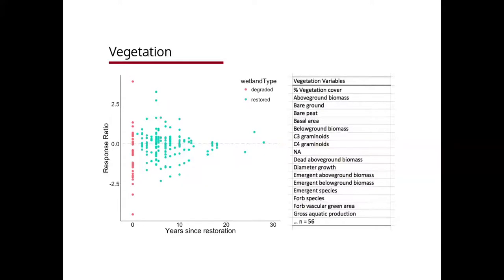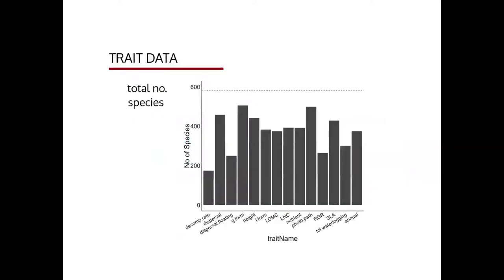Similarly, these are the vegetation data, which was not by species. So these are the overall groups, like number of graminoids, number of invasives, and there's 56 different variables encompassed in all these studies. And here we can see a bit of a wider spread in the degraded variables, which perhaps indicates that the degraded sites are much further from the natural conditions than the restored seem to be. But again, this is combining across many different data types.